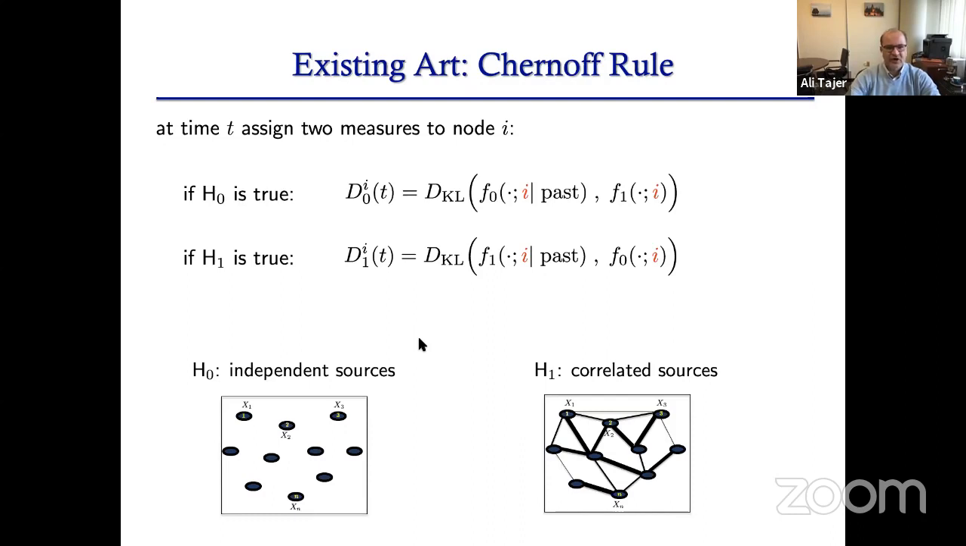So under each hypothesis, H0 or H1, assuming that either of them is true, we could define two different information measures. So let's say that if H0 is the true model, we define information measure D0 at time t corresponding to node i, which is the divergence from F0 to F1 of the marginal of the distribution of node i conditioned on the past data that we have. So it's a conditional marginal distribution of node i at time t. Likewise, we define a similar measure when the underlying distribution is H1, and that is just found by flipping the roles of F0 and F1.